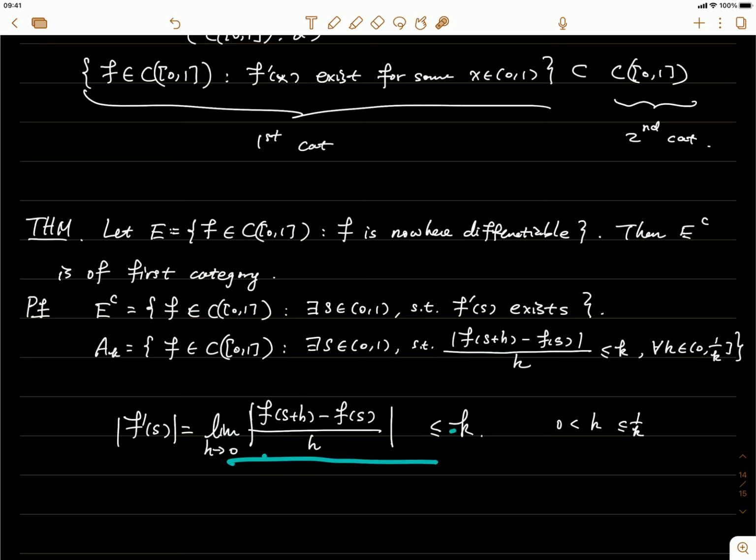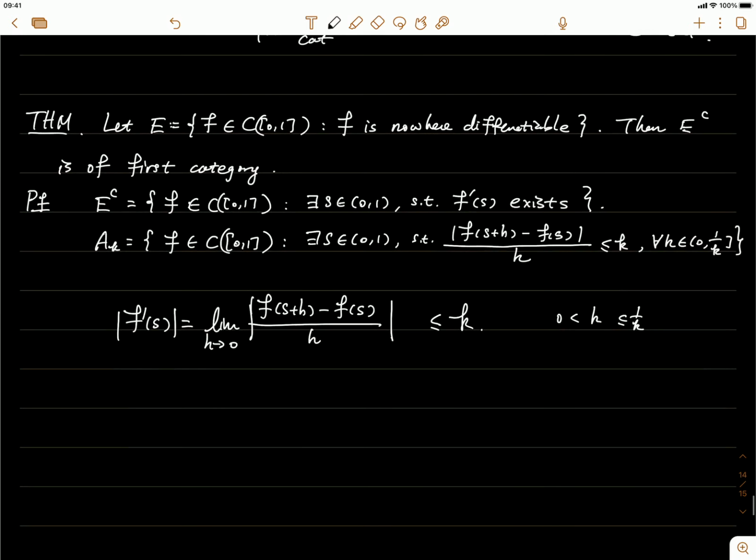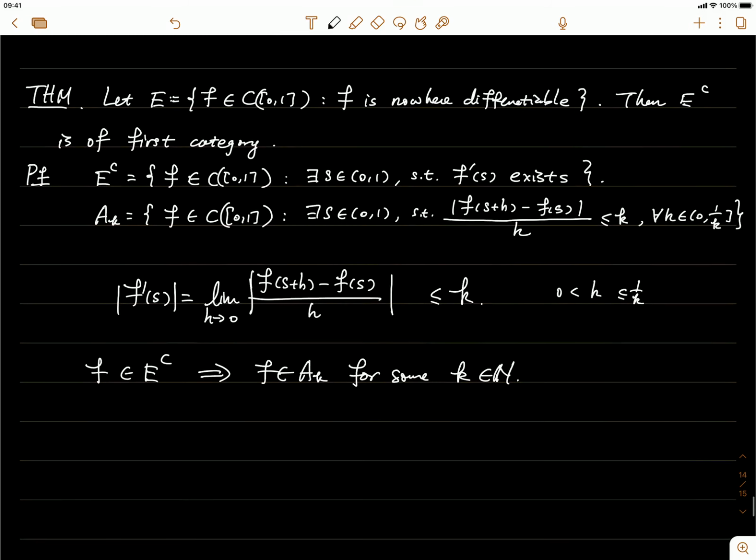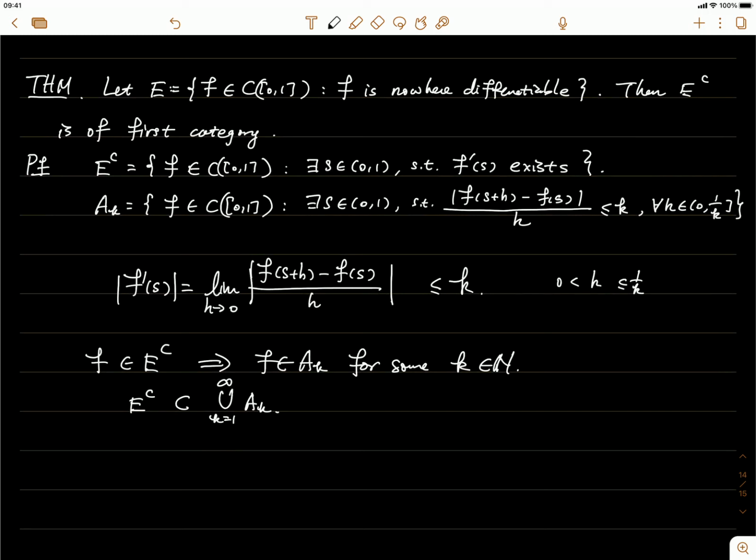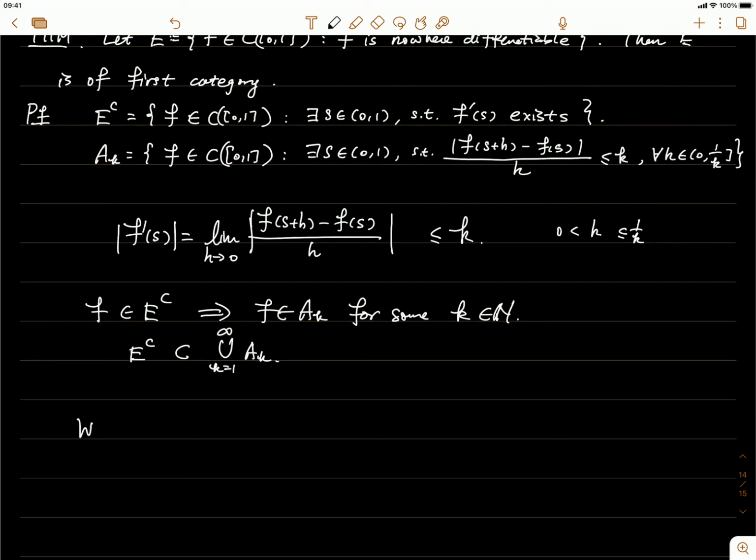But if it's differentiable, that means this must be less than or equal to some number k. And in this case, you know that if f is differentiable at some point, it must be inside this A_k. Okay, so my argument is that if f is in E_C, then f is in A_k for some k large enough. What this tells us is that E_C is inside the union of these A_k. Now, to show that the complement is of first category, I just need to show that all these A_k are nowhere dense. Okay, so that's my plan. So we need to show that A_k is nowhere dense.